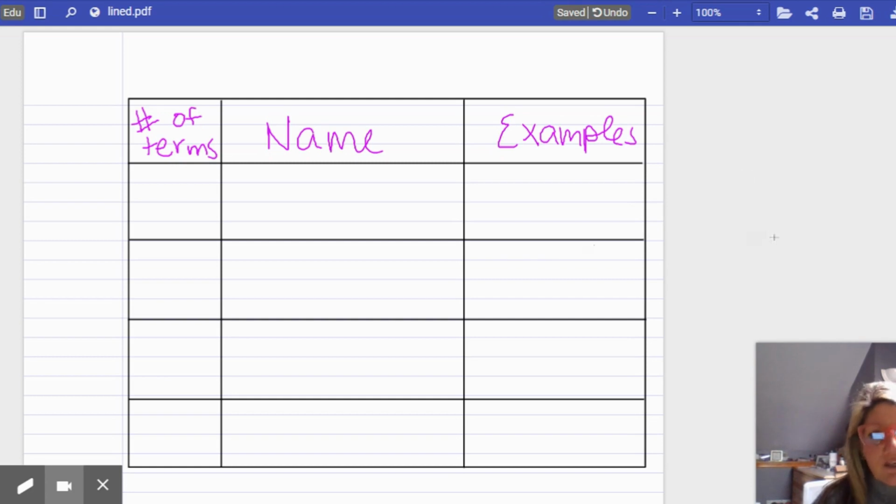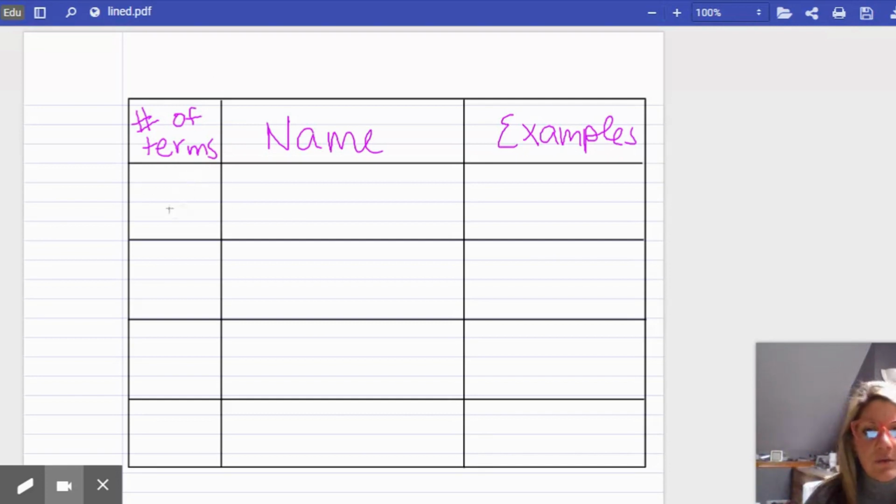Anyway, today I am going to teach you how to classify polynomials based on the number of terms that they have. A term in a polynomial is something that's separated by either a plus sign or a minus sign. That is how you can figure out the number of terms.